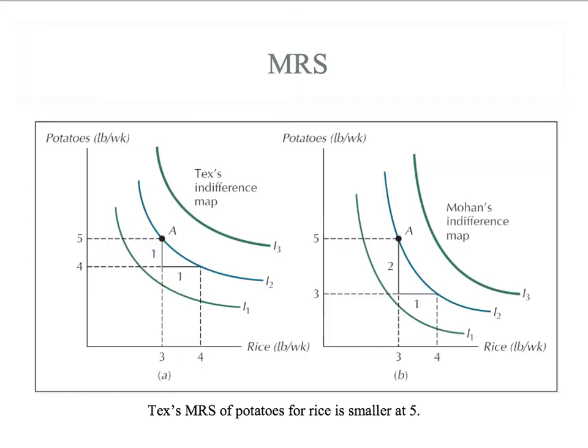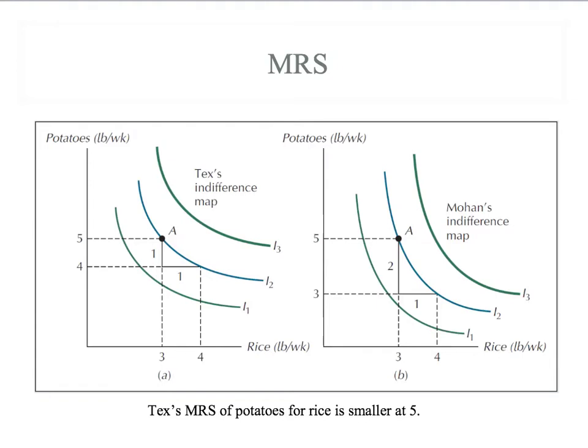Here we see an example of the marginal rate of substitution. If we give up 1 pound of rice a week each, how much do we get in return, or how much do we need to get in return to be indifferent, according to these two different characters' indifference curves. So if we start with 4 pounds of rice each week and then give 1 pound up, if we look at the left curve, Tex's indifference curve, if he moves back 1 unit of rice from 4 to 3 and gives up 1 unit of rice, he's indifferent between that and 1 more unit of potatoes.